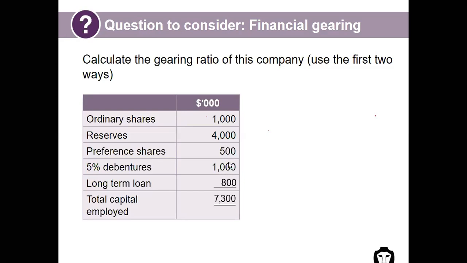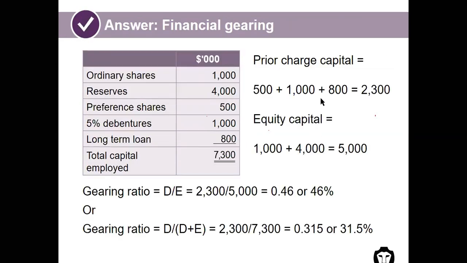So if I have to do debt over equity, I would say 500, 1,500 and 2,300. 2300 divided by 5000. So let's see how they do it. Yeah, 2300. These are your prior charge capital, which means debt. Debt is 1, 2 and 3. These three items are debt items. These two are equity. So 2300 divided by 5000, it's 46%. Gearing ratio, debt over debt plus equity. Like I told you, debt over debt plus equity, 2300 divided by entire all of this, debt plus equity, all of that, 31.5%.